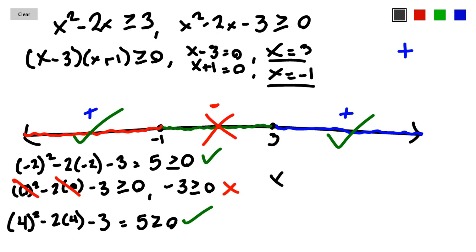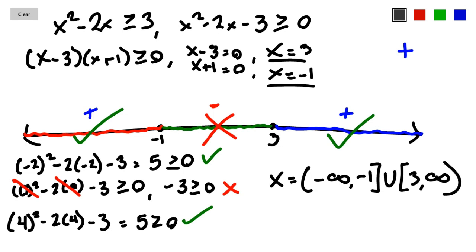So to represent that in interval notation, I'm going to draw the first interval, which is going to be from negative infinity to negative 1. And since we have greater than or equal to, this negative 1 is included. Then you unionize it with the other interval that is valid. So this one is from 3, which is also included, to infinity. And this is all of the values that x can take on.